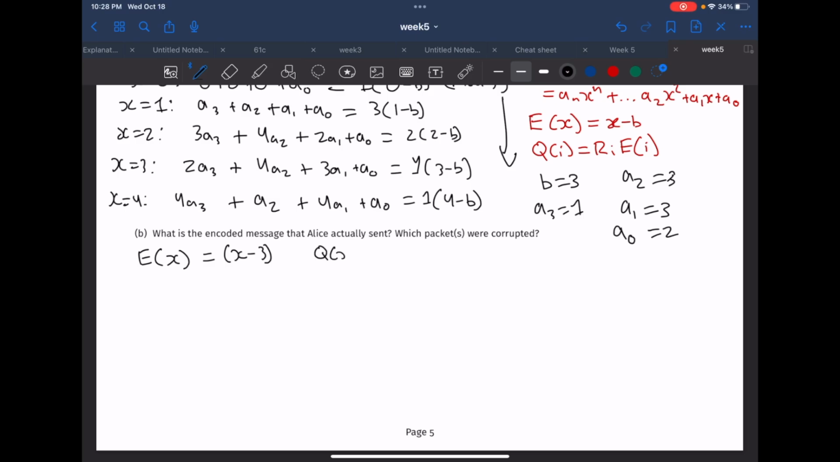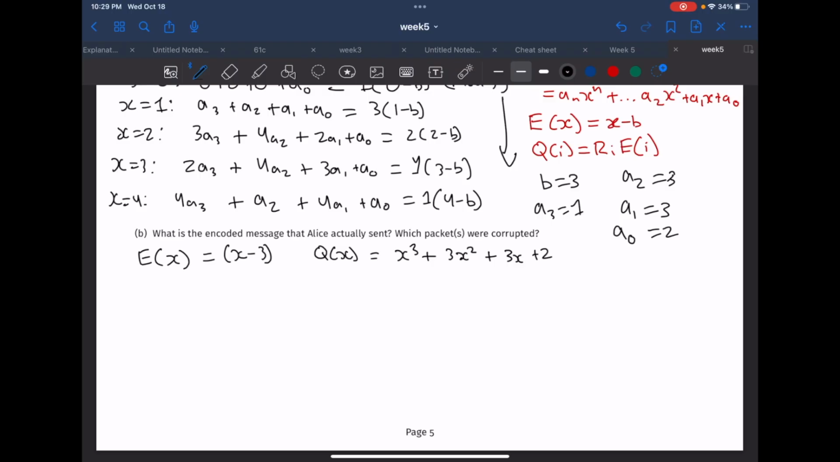And Q of x takes the form of a degree 3 polynomial. So we know that the coefficient a3 is equal to 1, so x to the power of 3, plus the coefficient a2 is 3, so 3x squared, plus the coefficient a1 is equal to 3, so plus 3x, and the coefficient a0 is just 2, so plus 2.